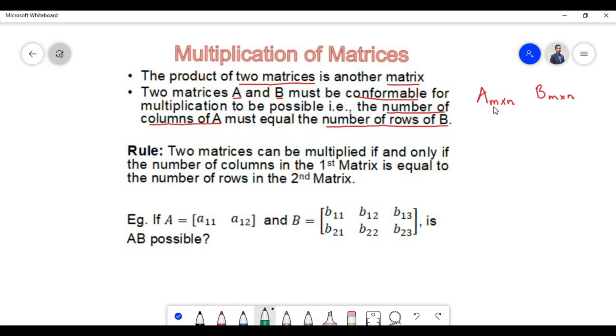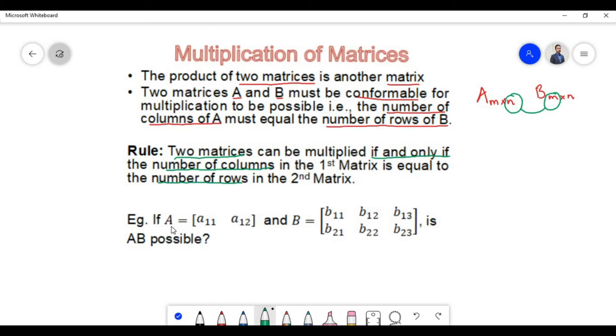If we have matrix A of order m cross n and matrix B of order m cross n, then the two matrices must be conformable for the multiplication of the two matrices to be possible. That is, the number of columns of matrix A should be equal to the number of rows of matrix B, or the number of columns of the first matrix must be equal to the number of rows of the second matrix. So the rule is two matrices can be multiplied if and only if the number of columns in the first matrix is equal to the number of rows in the second matrix.